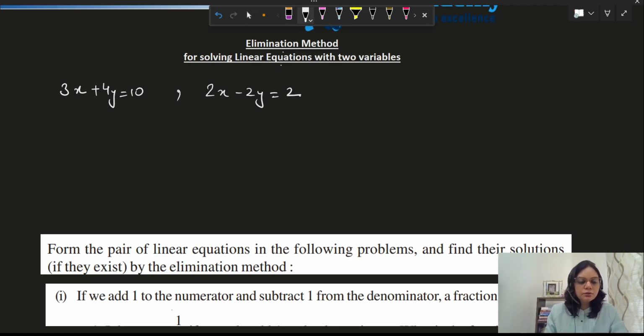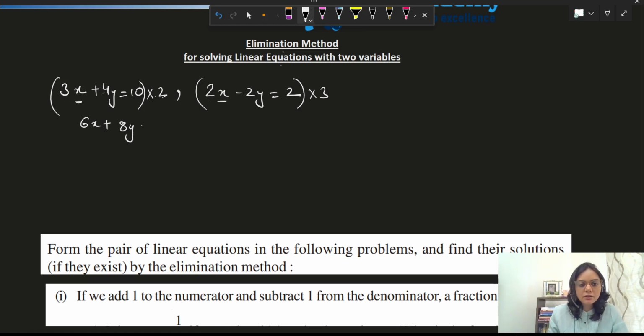Here you see the coefficients of these variables. The x coefficient here is 2, here is 3, and y is also different. Whenever the coefficients of a variable are different, we have to make them the same. How can we make them the same? If this is 2 over here, multiply this equation with 2. I'm making the coefficient of the x variable the same. And here I'll multiply it by 3. So what will I get? 2 into 3, 6x. 2 into 4 is 8y, and 2 into 10 is 20. Over here it is 2 into 3, 6x again, minus 2 into 3, 6y is equal to 6.